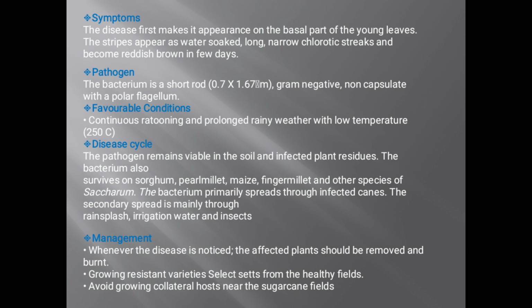Disease cycle: the pathogen remains viable in the soil and the infected plant residues. The bacterium also survives in sorghum, pearl millet, maize, finger millet and other species of Saccharum. The bacterium spreads primarily through infected canes and secondarily mainly through rain splash, irrigation water and insects. Management: whenever the disease is noticed, affected plants should be removed and burned. Grow resistant varieties and select seeds from healthy fields. Avoid growing collateral hosts near the sugarcane fields.